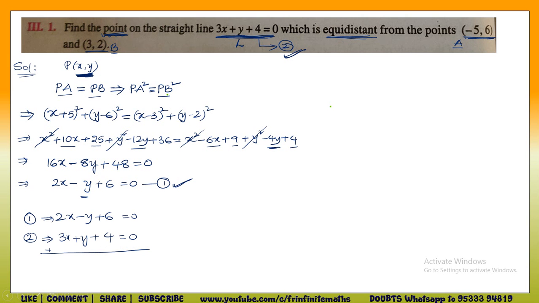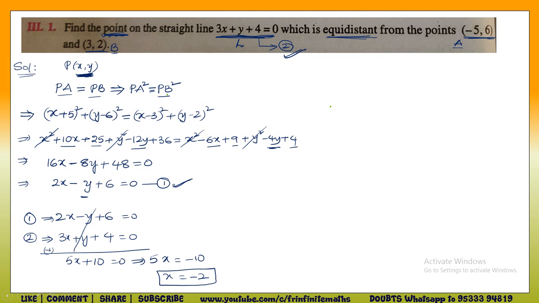Now on adding these two, what am I going to have? Minus y plus y gets cancelled. So this becomes 5x plus 10 is equal to 0. When I transpose, 5x is equal to minus 10. From this, x is equal to minus 2. So I got the value of x here. Now directly going to find out the value of y.